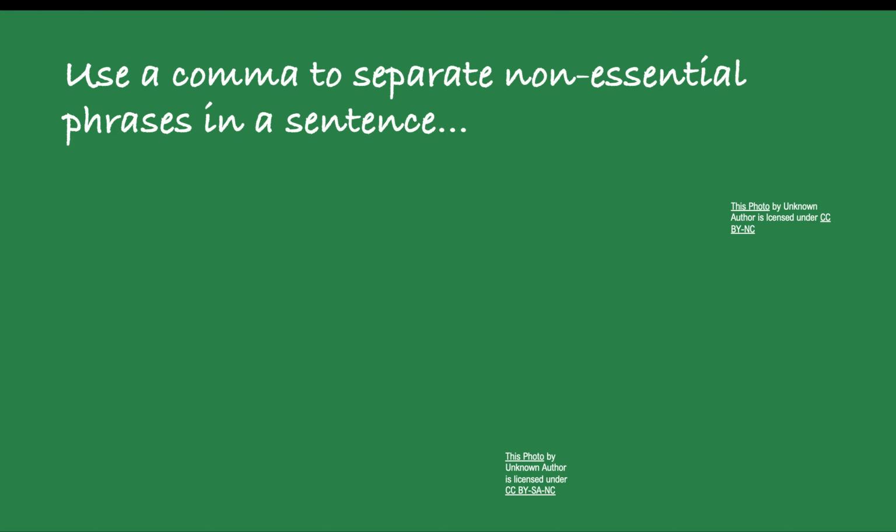Now you can also use a comma to separate non-essential phrases in a sentence. And this can be a little tricky. One way I figure this out is if I take out a portion of that sentence, does it still hold the same meaning? Bob lives next door to me. Bob, a local dentist, lives next door to me.